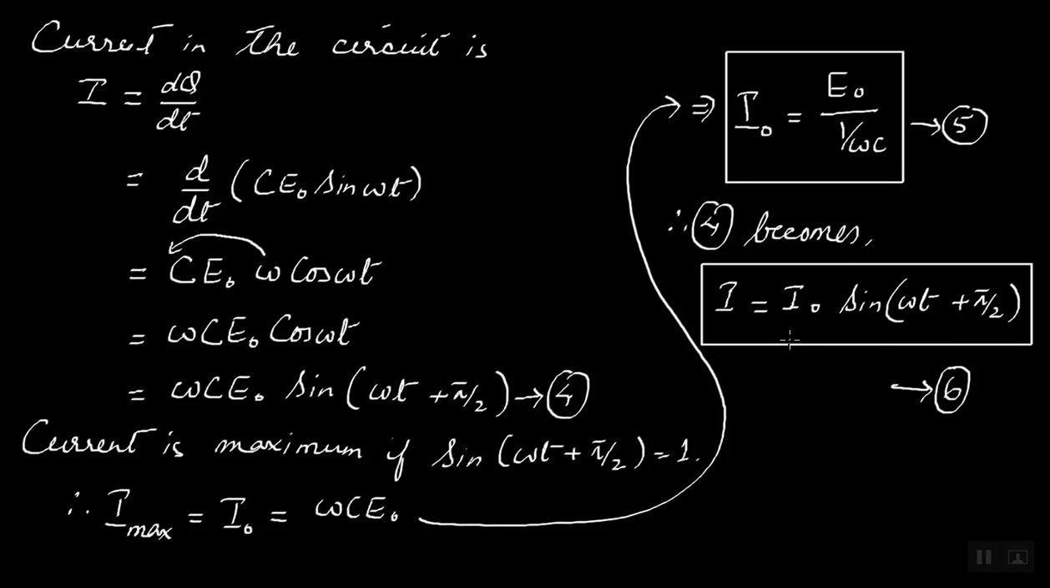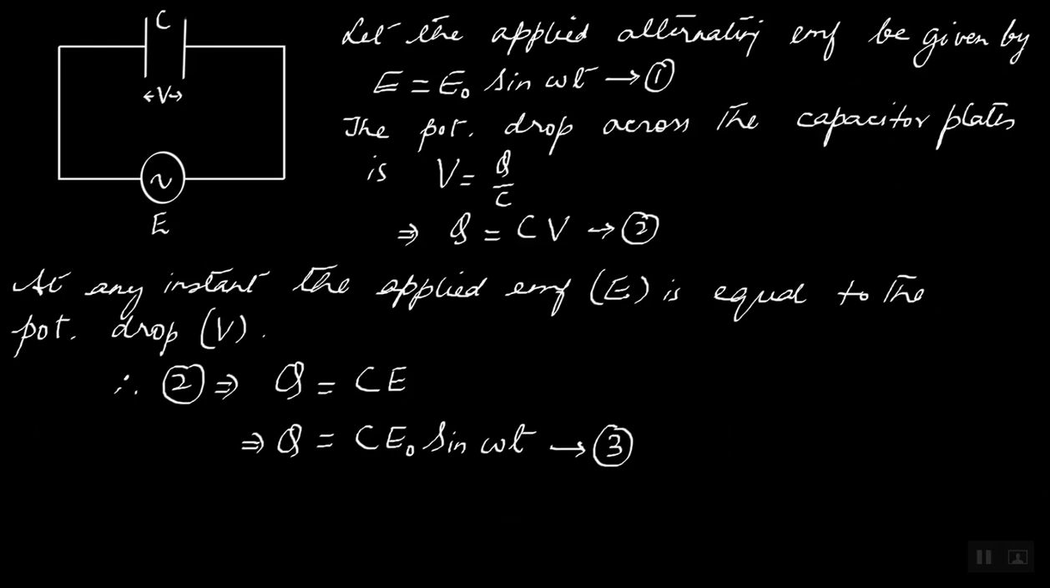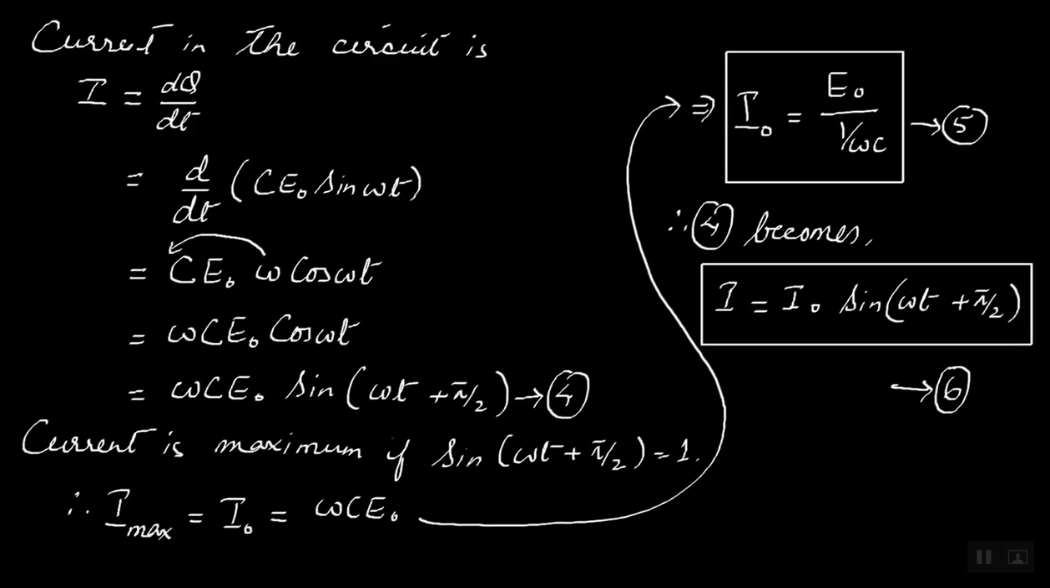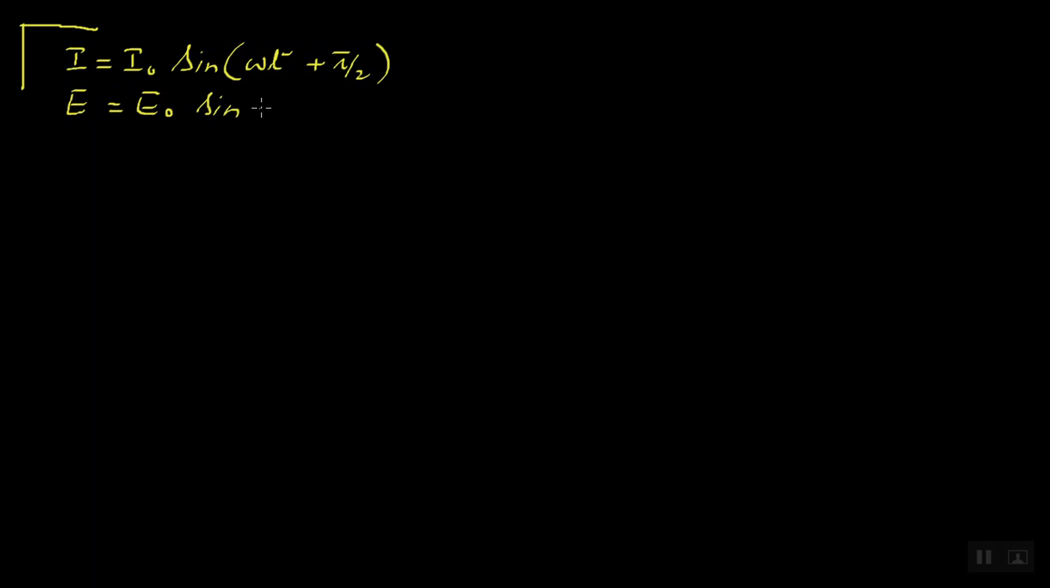Got it? Now let us compare again, just like we did before. We compare the circuit current and the applied alternating EMF. Now to make this comparison, let's write it down on the next page, just like we have done before. So this is just the explanation part. You don't need to write it in the body of the answer. So I here is I naught sine omega t plus pi by 2, whereas E here is E naught sine omega t.